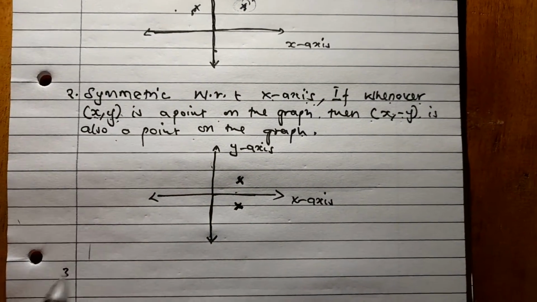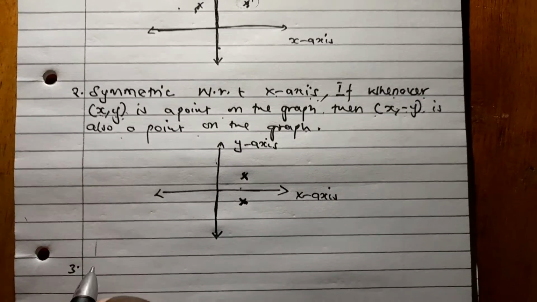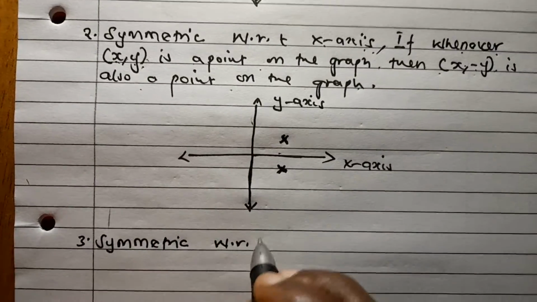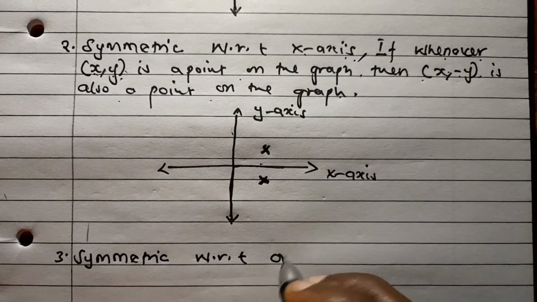The third type of symmetry is symmetric with respect to the origin.